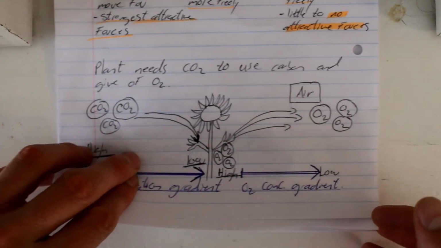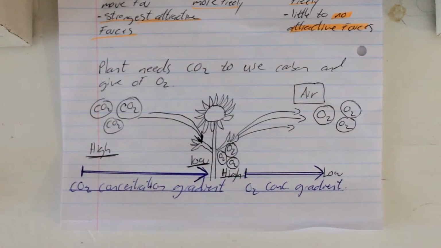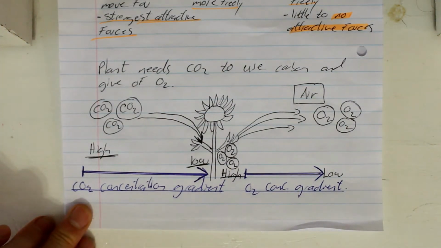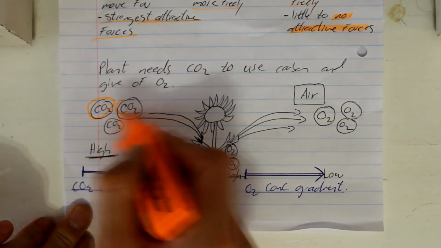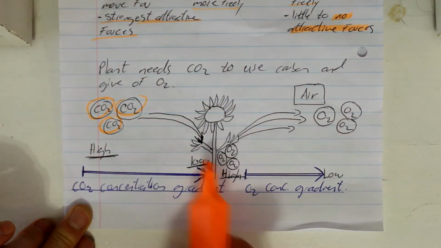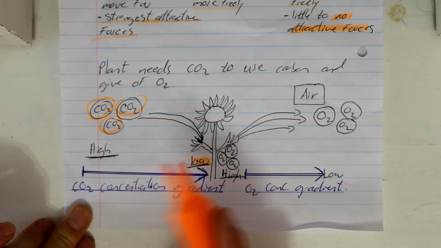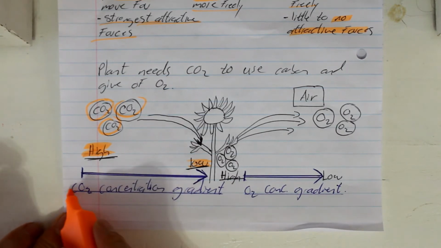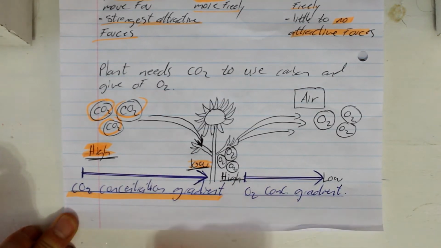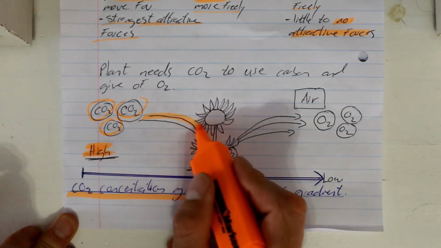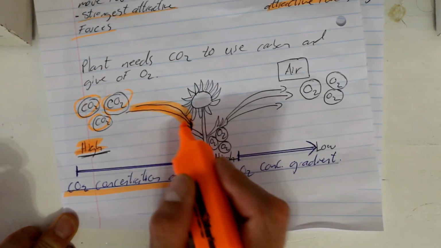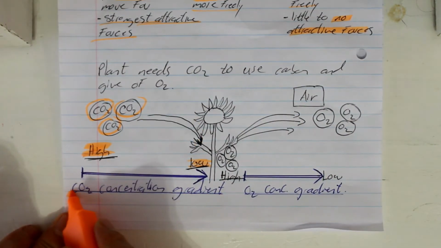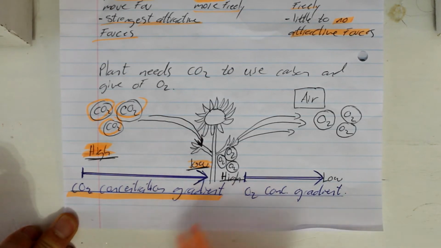We have a plant, and plants need carbon dioxide for photosynthesis, and thus they produce oxygen as a byproduct. How does carbon dioxide get into the plant? Well, carbon dioxide is in a lot higher concentration in the air outside the plant's leaves. It's able to move from this high concentration outside into the plant leaf, which has a low concentration of carbon dioxide. Thus here we can see a concentration gradient, and it moves from high to low. It moves down the concentration gradient.